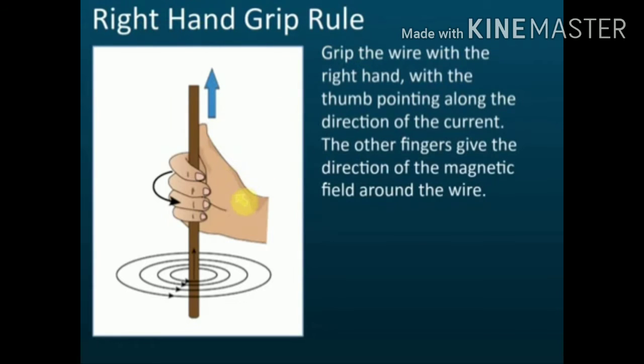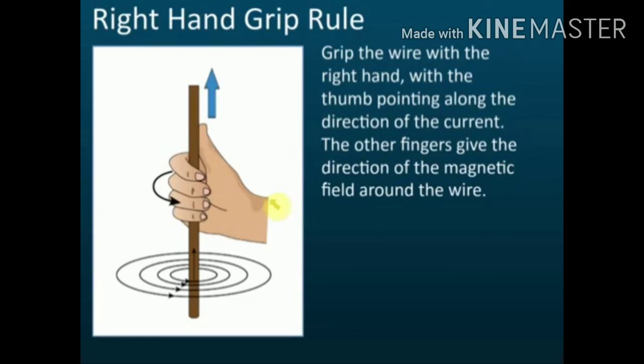So let's start with the right hand grip rule. Of course, from the name, you should know that you should use your right hand. Don't use your left hand. A lot of students are right-handed, so they use their right hands to write. When they see questions in the exam, straight away they will use their left hands to find the field. That's not correct. If you're right-handed, you have to put down your pen and then use your right hand to find the directions of the field. Make sure that you use the right hand.